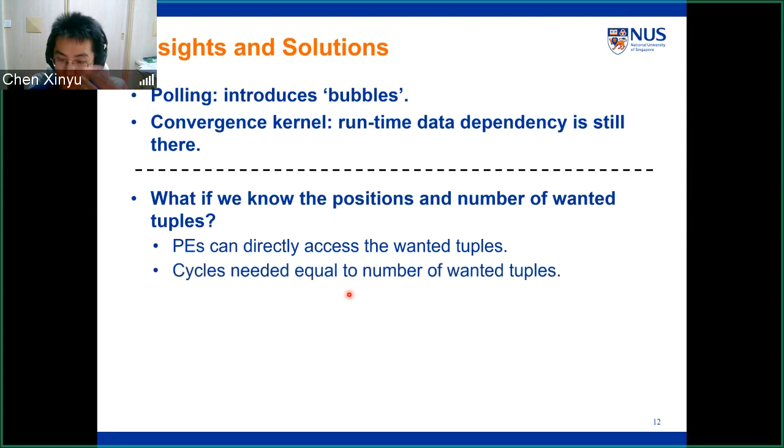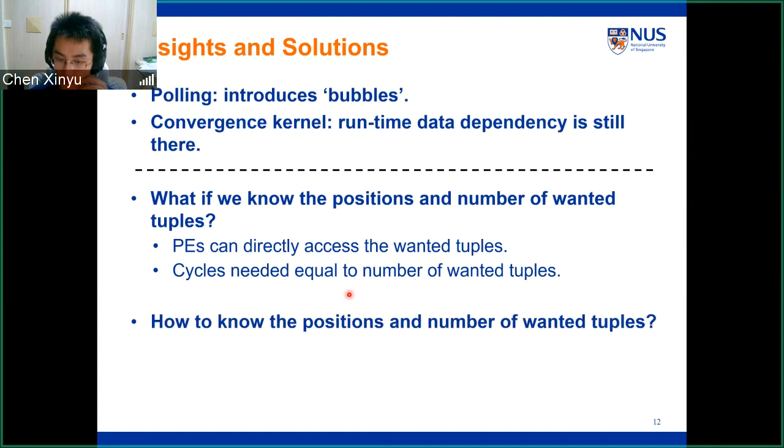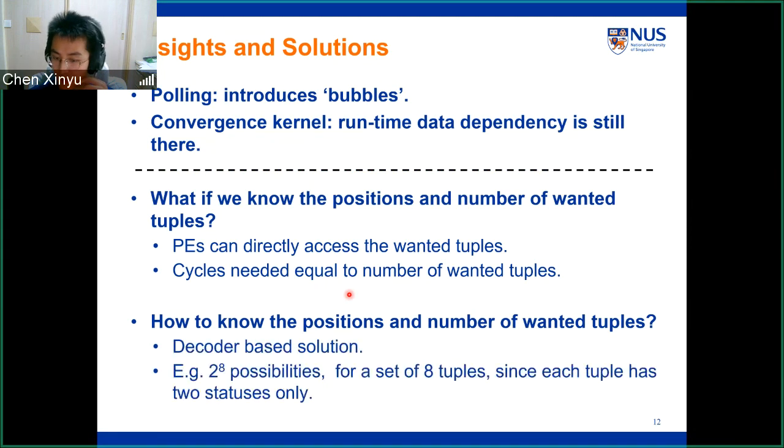And also the cycles needed can be equivalent to the number of wanted tuples, because we do not waste cycles checking unwanted tuples. The problem is how to know the positions and the number of wanted tuples. So we propose a decoder-based solution.